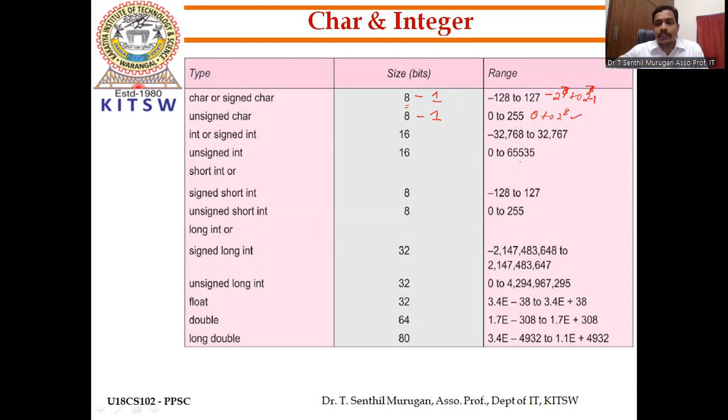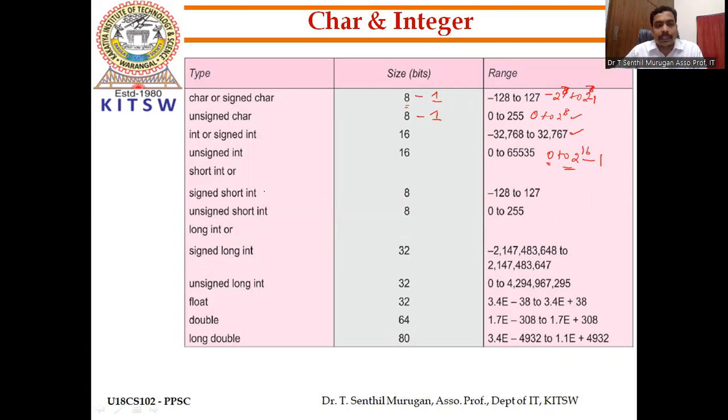Same like that the values may be here. So minus 2 power 15 to plus 2 power 15 minus 1, that is the value we will take here. Here directly we can take 0 to 2 power 16. 2 power 16 value is 65,536 actually. So the answer will be minus 1 because 0 is included, so that value we will take. Total values are 65,536.